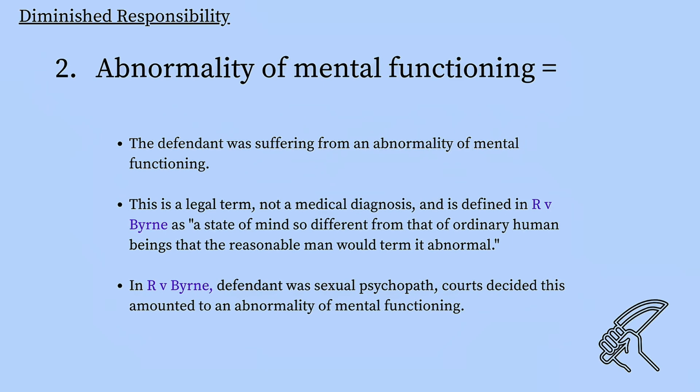So the defendant has to be suffering from an abnormality of mental functioning. So this is a legal term, not a medical diagnosis, and it is defined in R v Byrne as a state of mind so different from that of ordinary human beings that the reasonable person would term it abnormal. So it's something really, really not normal and something any ordinary person would see as not normal. And in this case of R v Byrne, the defendant was a psychopath, and the courts decided that this amounted to an abnormality of mental functioning, and this reduced his sentence.